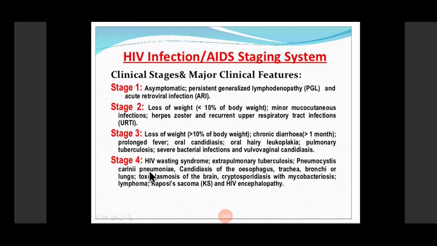Then in stage 4, now the patient develops full-blown AIDS, extrapulmonary tuberculosis. Then the patient has opportunistic infections like Pneumocystis carinii pneumonia, candidiasis of the esophagus, trachea, bronchi, toxoplasmosis, cryptococcosis, and mycobacteriosis. Sometimes the patient also develops conditions like lymphoma, Kaposi sarcoma, and HIV encephalopathy. Okay, this is clear till now.